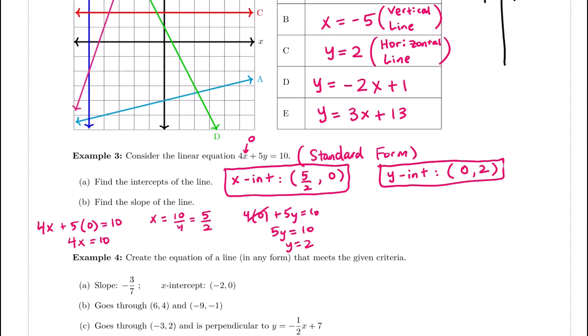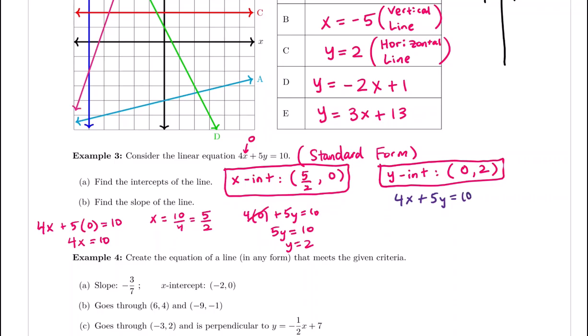Let's go ahead and find the slope now. There are several ways that you could do this. One way is by putting this in slope-intercept form, and the way that you do that is by isolating the y value in the equation. Okay, so I have 4x plus 5y is equal to 10.